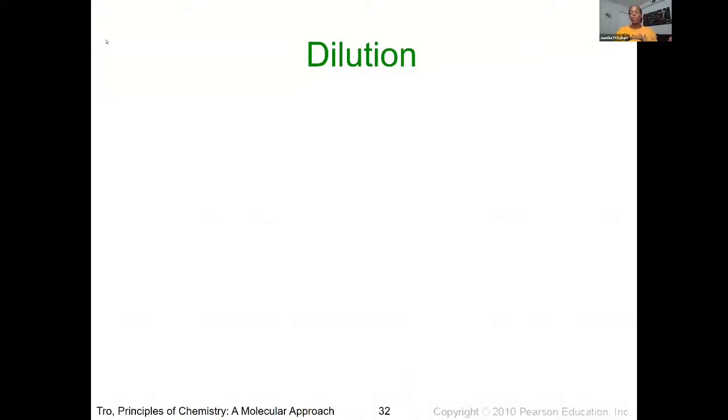So in the previous video, we learned how to calculate the concentration of a solution, and that's really important when we want to determine the exact quantity of solute that's present in the solution. And we can manipulate that formula to solve for the mass or the volume of the solution, and so forth.